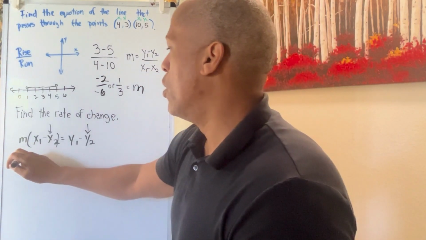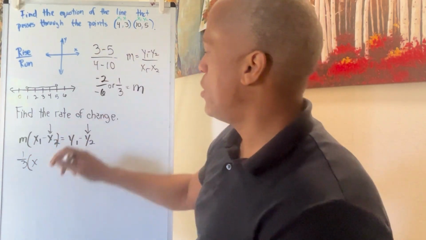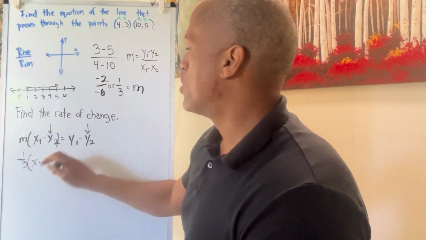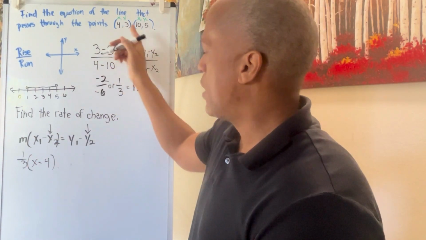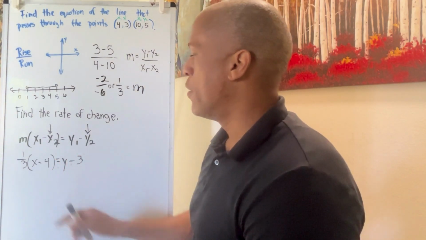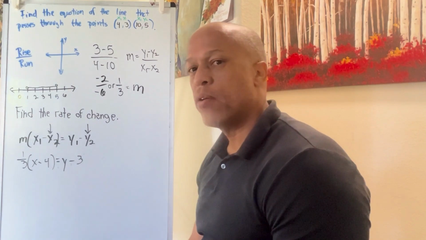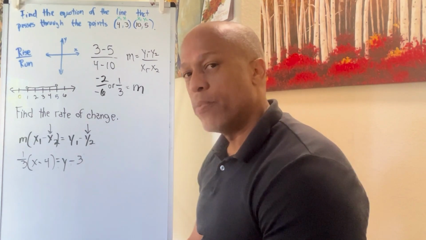So now I have 1 over 3 times x minus what's my x value here? 4. What's my y value here? The same point. That y value is going to be the 3. So I'll put it right there. Many times they'll ask us to do this in standard form. Today we'll take it all the way to standard form, but let's see what I can do from here.